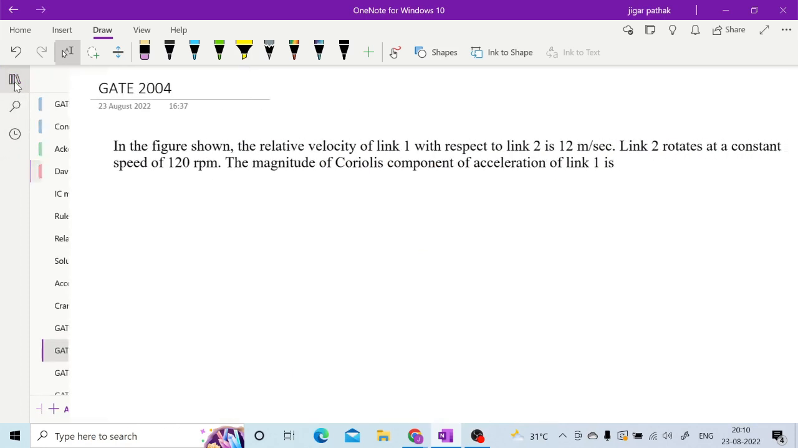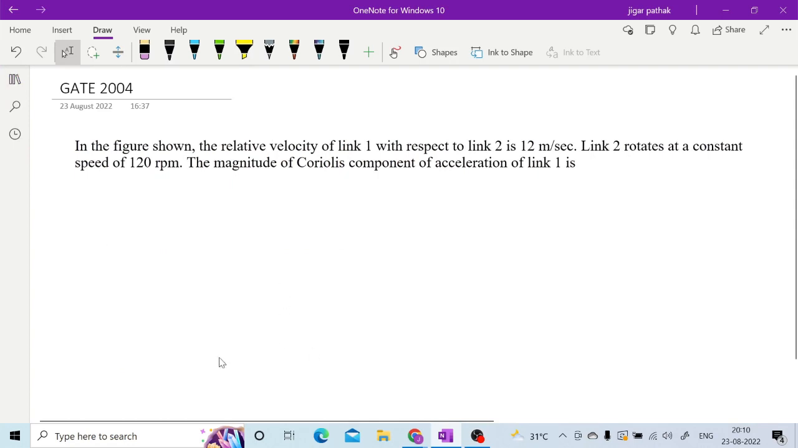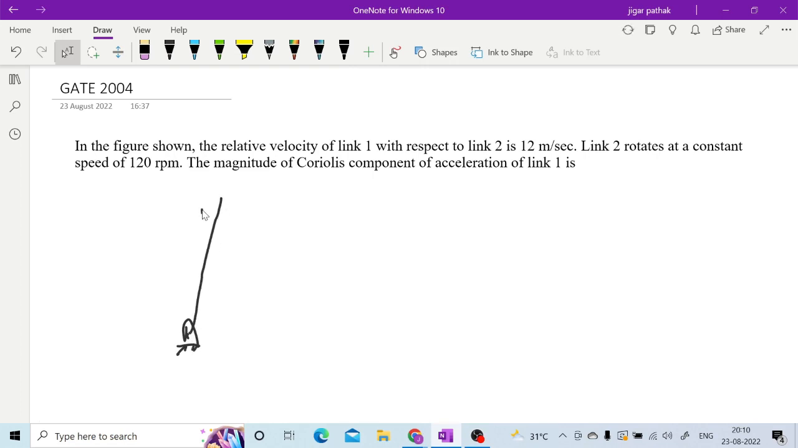Let us see. Actually here the figure is not given, so let me first draw the figure. The figure is like this. Here you have this link, which has this omega 2, and this may be your link 1, this may be your link 2.